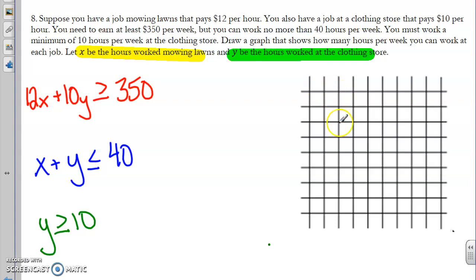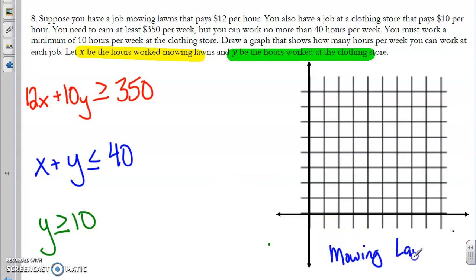Okay, so we're going to take each one of these and we're going to graph them. First thing I need to do though is darken my X and Y axis. So we are lutzing our graph. If you remember lutzing, I've got to label. They've already told me that X is worked mowing lawns. So on my X axis, I've got mowing lawns. And my Y axis is working at the clothing store. And then we will title it jobs. We'll go pretty easy today.